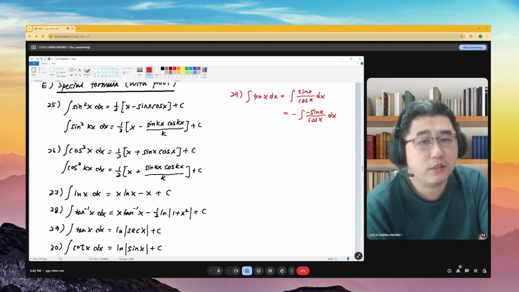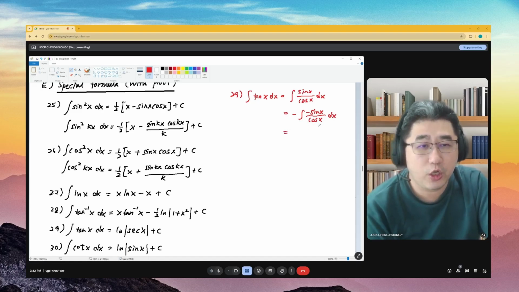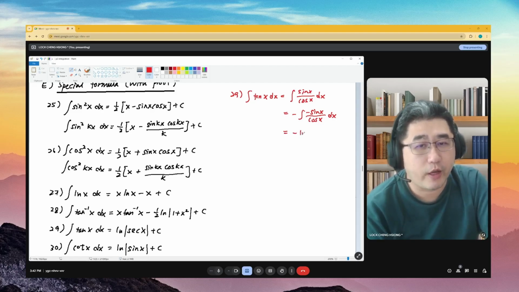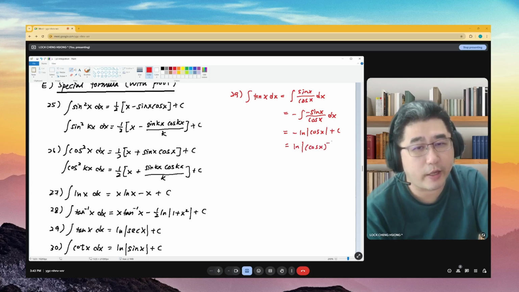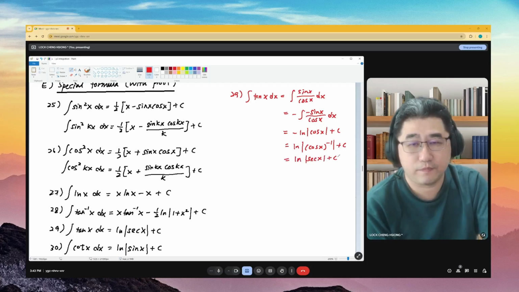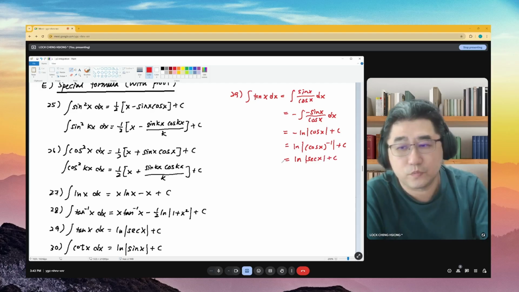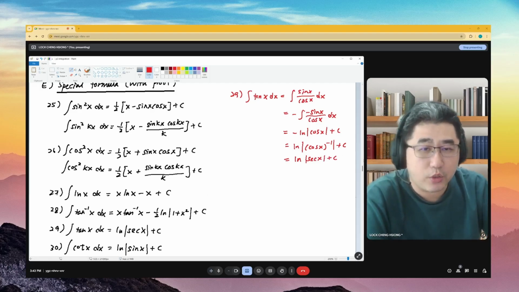Now the top is the differentiate of the bottom, which allows me to use rule 23. I will have negative ln modulus of cos x plus c. And this negative can actually be brought up as a power. So I will have cos x to the power of minus 1 plus c. That actually gives me ln of secant x plus c. So this is number 29.